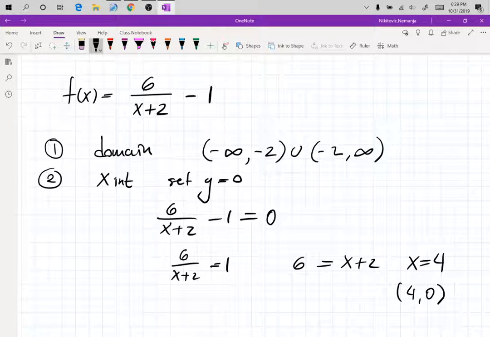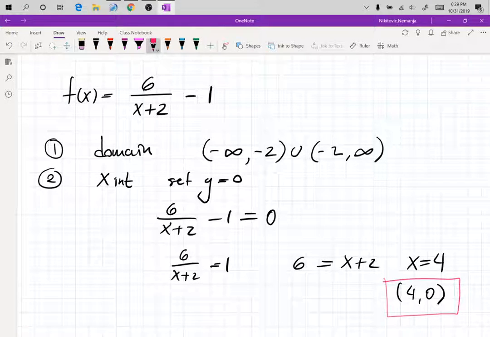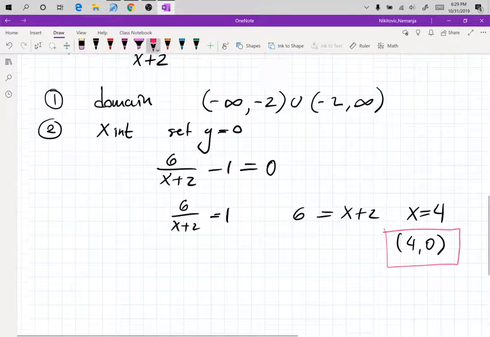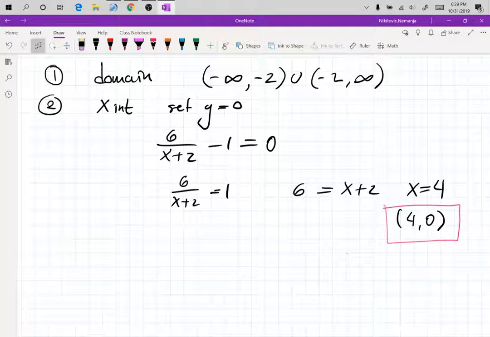(4, 0) is a point, which is the x-intercept, and that point will be placed on the graph. So we want to box all of these things that will directly go on a graph so we can quickly find them. Sometimes you'll have 2 pages of calculation, looking at some of the derivatives coming up.